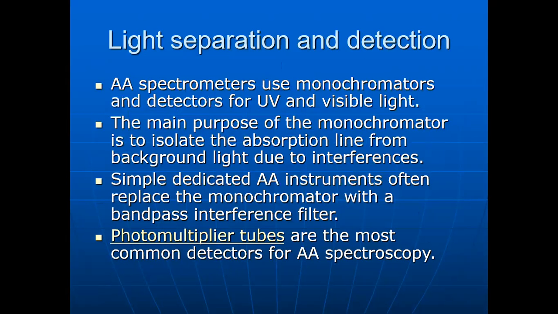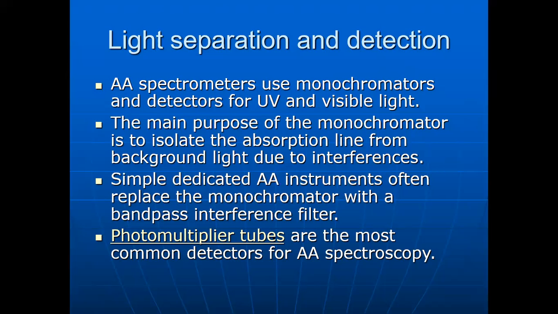Now, light separation and detection. In an atomic absorption spectrometer, monochromators or detectors are used for UV and visible light. The main purpose of the monochromator is to isolate the absorption line from the background light due to interference. We need only one type of light. For example, if we want only UV light, we want to separate out the visible light, so this light separation removes that interference.